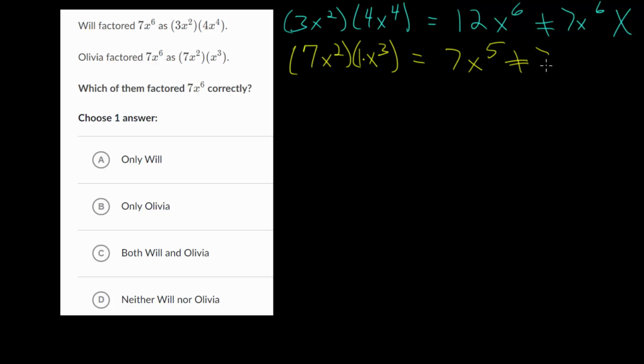So this is also not equal to what they originally started with. So in that case, Olivia's work is not correct either. And so in this case, neither Will nor Olivia factored this 7x to the 6th correctly.